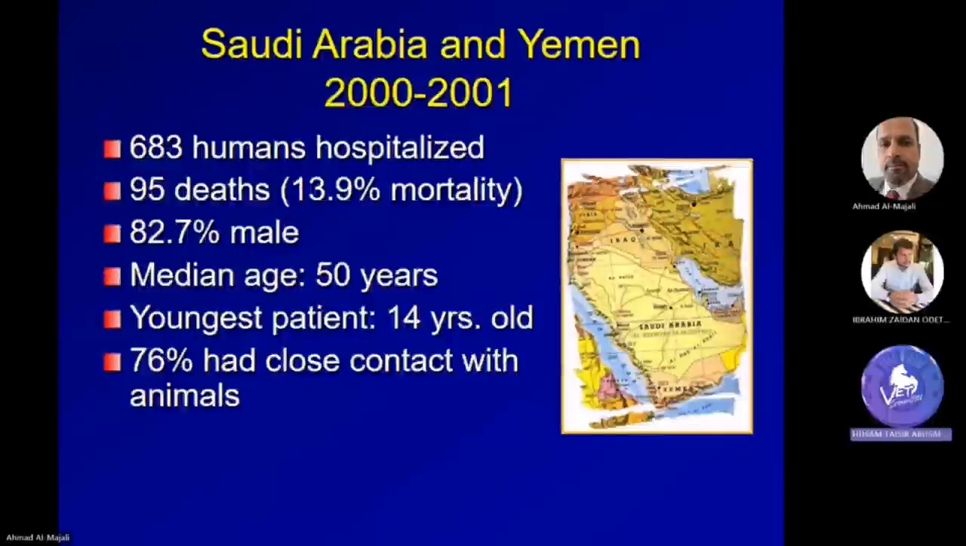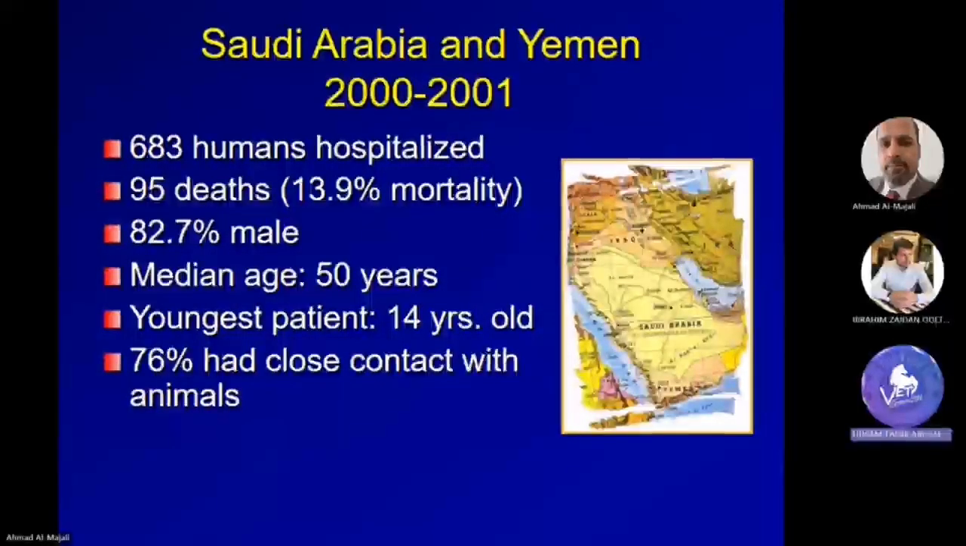In the Saudi outbreak, what happened? We had human cases reported: 683 cases were hospitalized. What did we say? The majority had a flu-like syndrome. The majority did not go to the hospitals and did not seek any medical help. They felt they had a problem, took some painkillers and went on their way.